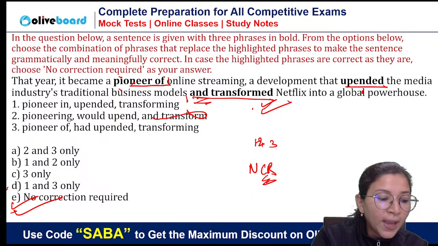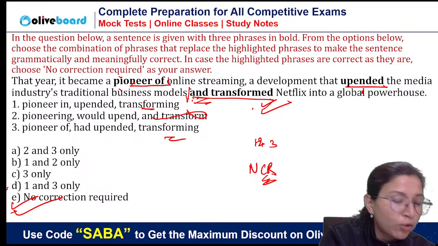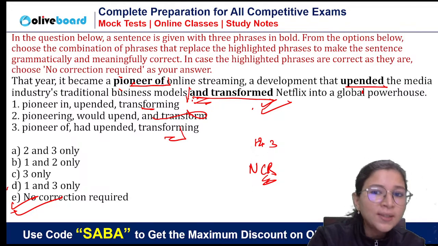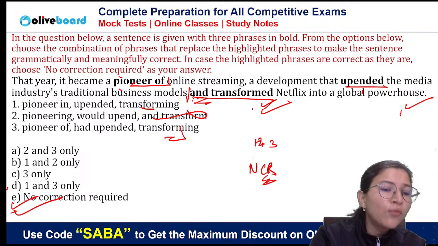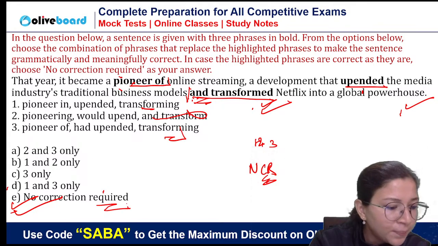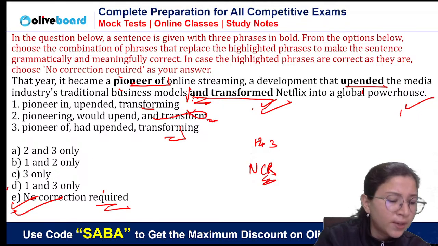Understood? So we can say, because here "and" is also highlighted, this can also go for transforming, because if there is no conjunction we can directly use the non-finite form of the verb. But since this part is already correct, we can't go for any replacement. We will see simply no correction required. Is it clear? Option 2 can't be, because it is transformed, so it is eliminated.